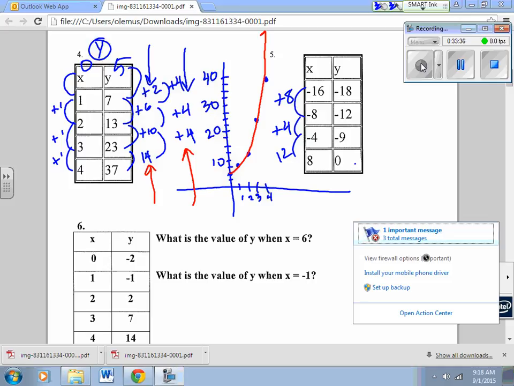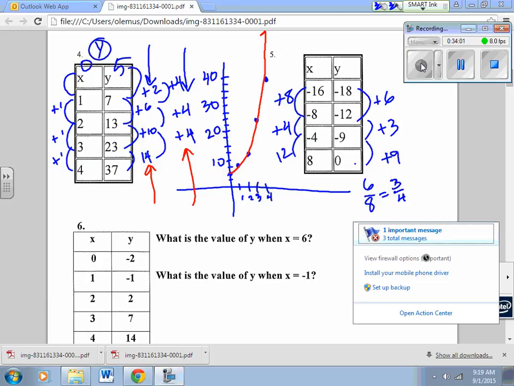Okay. What did we say there? 6, 3, and 9. Okay. No pattern. Now you got to go with the change in y over the change in x. Okay. 6 over 8 reduces to be what? 3/4.